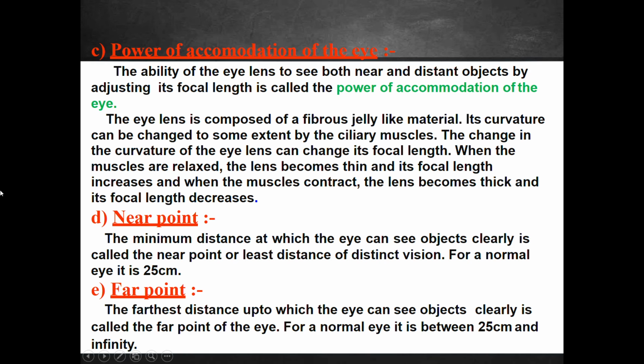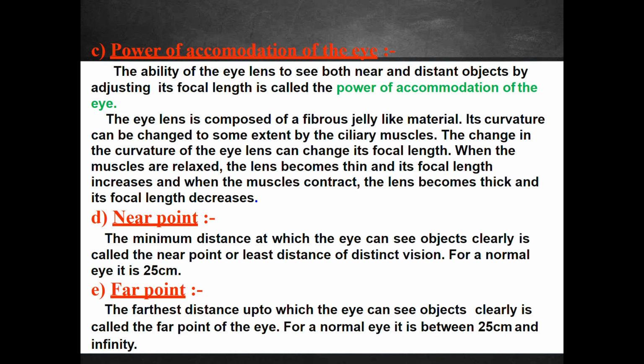Then next we have near point. The minimum distance at which eye can see objects clearly. That is known as near point, or the least distance of distinct vision. And for a normal eye, this near point is 25 centimeters. When you have to read your book, then you have to keep your book at a distance of at least 25 centimeters away from the eye in order to read it comfortably. If you keep the book very close to the eye, then you will not be able to read the letters without strain. So near point is 25 centimeters.